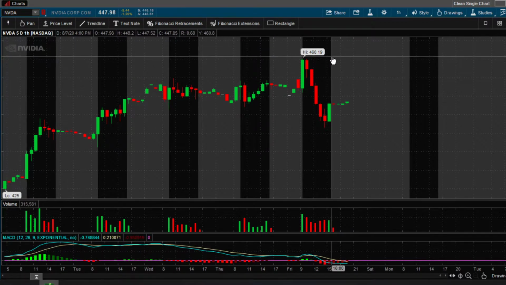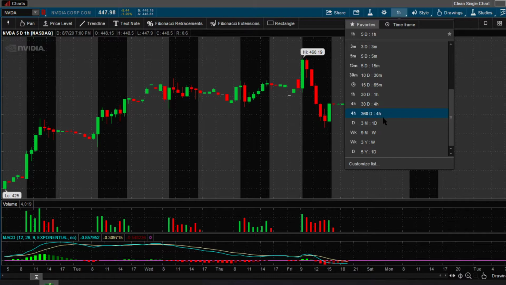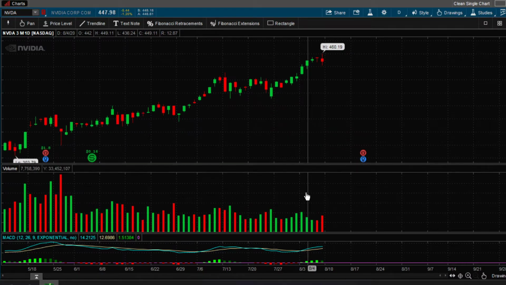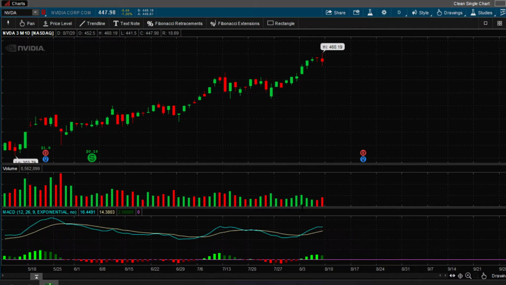This is a 5-day 1 hour. You could go as far as 3 months and see how it looks there. Overall the trend is still bullish on Nvidia. The MACD is still showing, well, the volume here, the histogram is showing slight divergence there, so it could potentially turn back around. So that's basically how you would use the MACD.